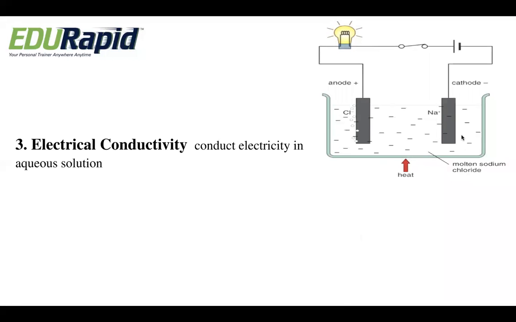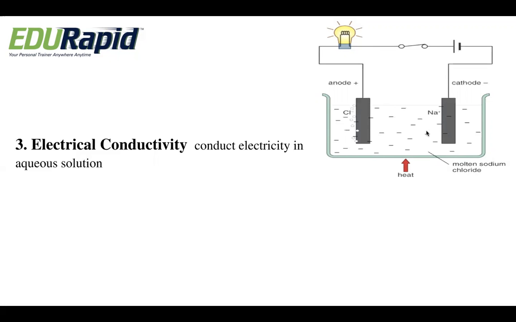So let us see this by an activity. This activity is called the electrolysis process. So we have an electrolytic tank, and it is filled with the electrolyte, that is liquid sodium chloride. We apply heat from the bottom and immerse two electrodes, one an anode and another a cathode. Cathode is negatively charged, anode is positively charged.